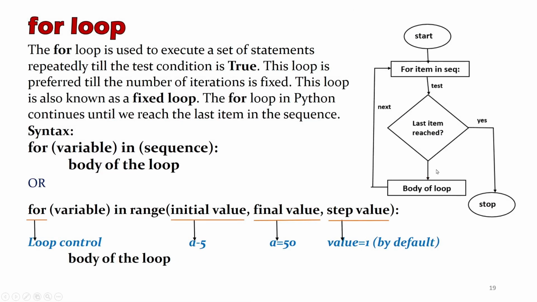Now look at the flowchart also. Start, then for item in sequence, meaning the for loop. Then it will check the condition: has it reached the last item? If yes, then it will stop, and if no, then the body of the loop will be executed, and it will go to the next item, and again go to the for loop to check the condition. What is that condition? Has it reached the last item?